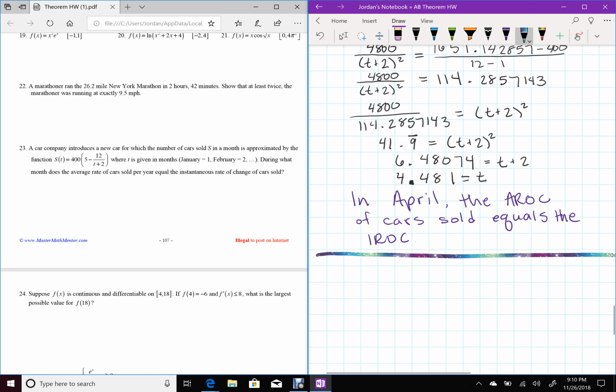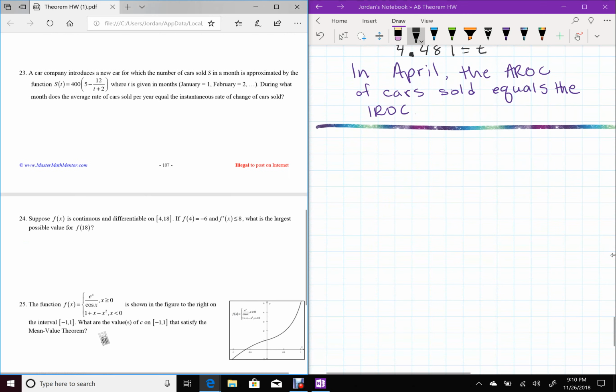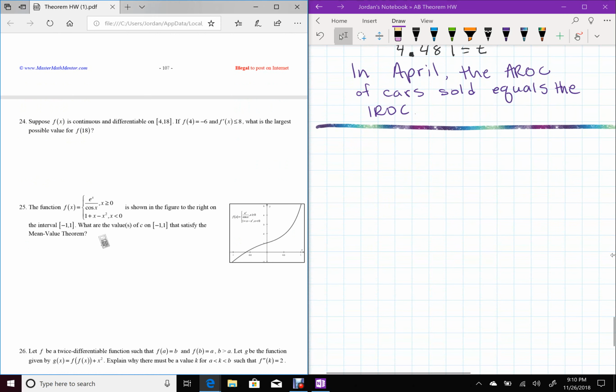Okay. 24. This is a conceptual one with numbers. Again, a breath of fresh air in relation to what we have been doing. So let's brace ourselves and get through this. It says f of x is continuous and differentiable on the interval from 4 to 18. It tells us f of 4 is equal to -6, and that's the same as telling us that the point 4, -6 is on the line.